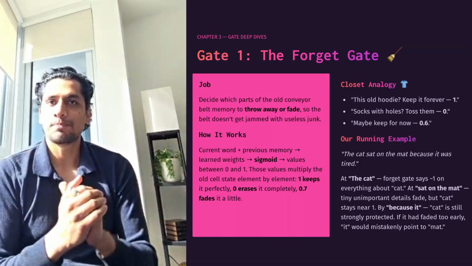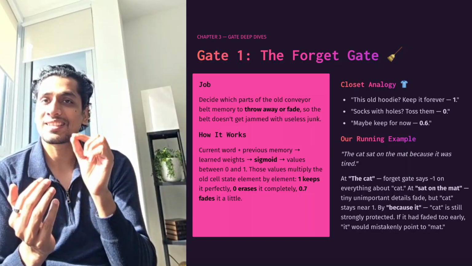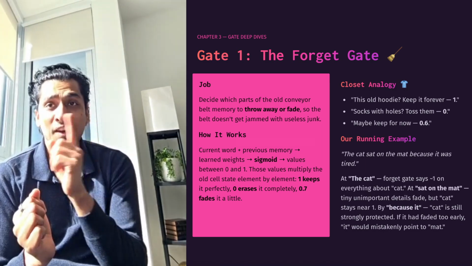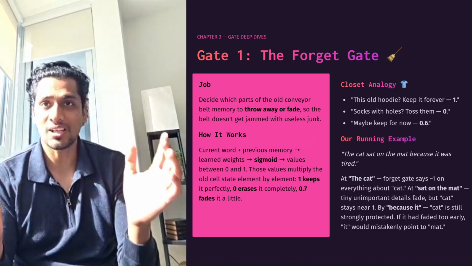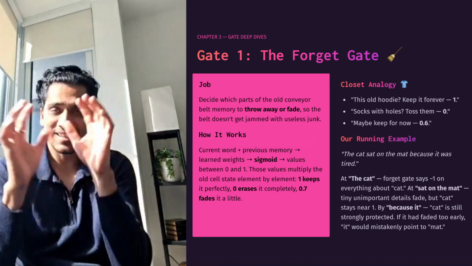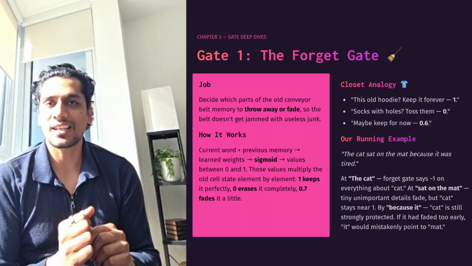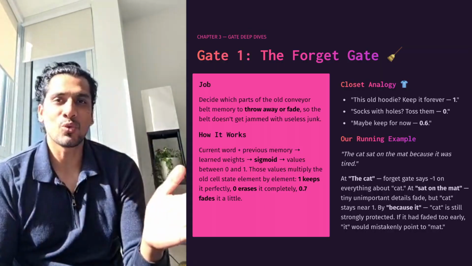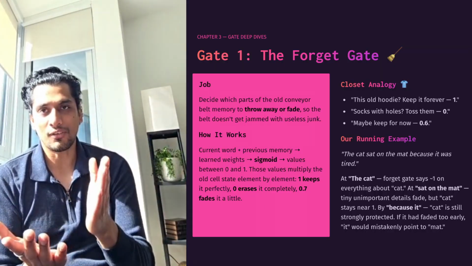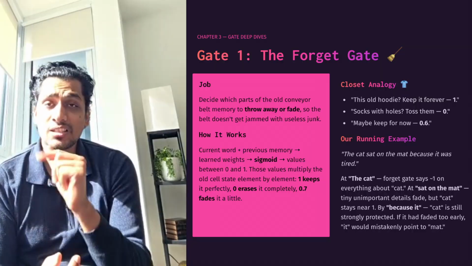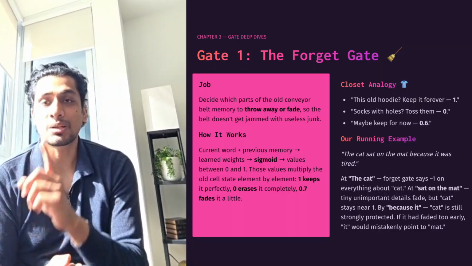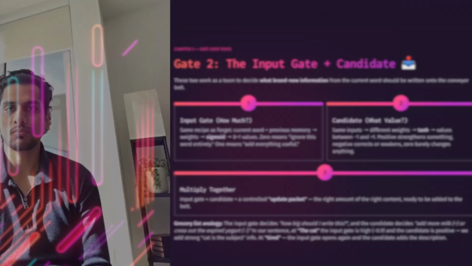Because it was tired, the forget gate is still protecting the word cat strongly. If it had faded the word cat too much, then the word "it" in that sentence would probably point to mat by mistake, which is what we don't want. And that's the job of the forget gate. That's the forget gate, the eraser that keeps the belt clean but protects what matters.